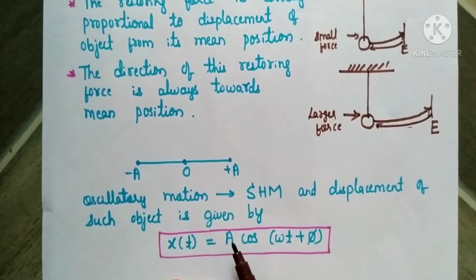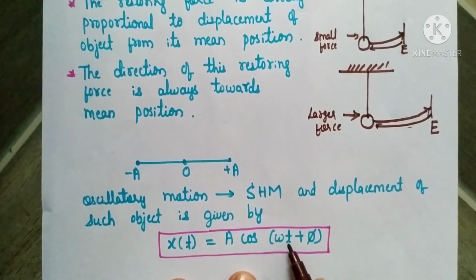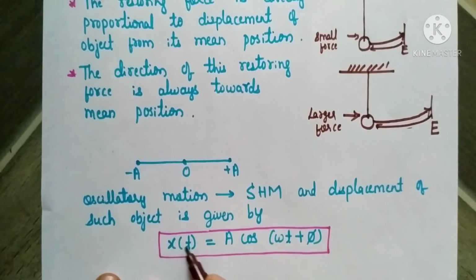So this is the expression for the displacement of an object following simple harmonic motion. Here x of t is the displacement of the object with respect to time. That means the displacement changes at different intervals of time, and a is the amplitude of the object. Here omega t plus pi is called the phase. This complete term omega t plus pi is called the phase, and pi is called the phase constant. Omega is called the angular frequency. So keep it in mind. This is the expression for the displacement of the object in simple harmonic motion.